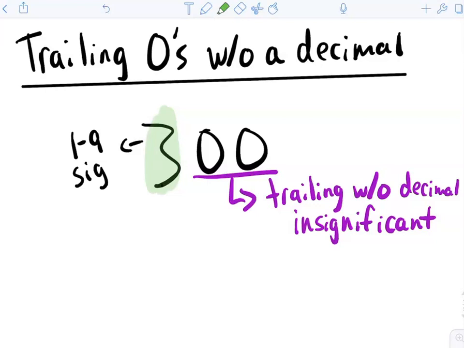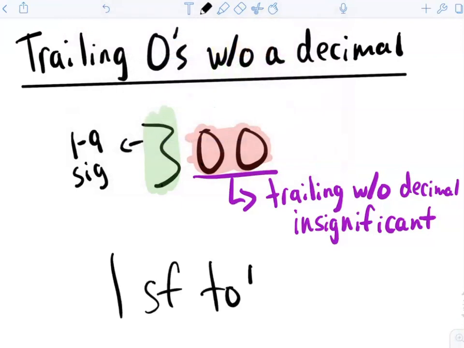So significant, insignificant. And I'm coloring these red because in my mind, red is like no or stop. So that's what I associate with insignificant. So in this number, we have 1 sig fig total.